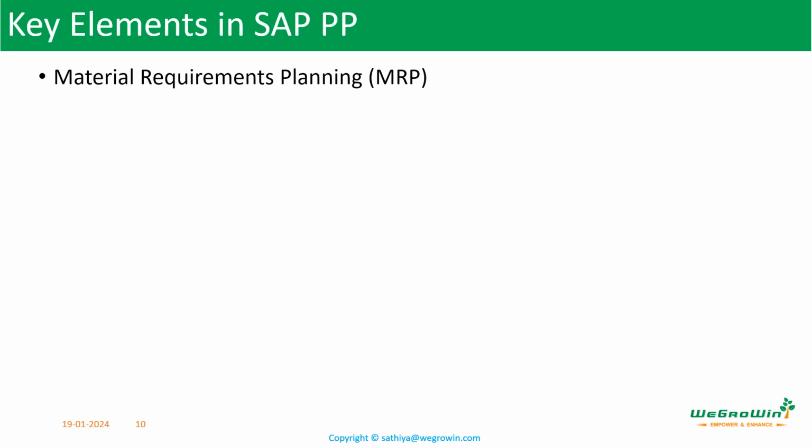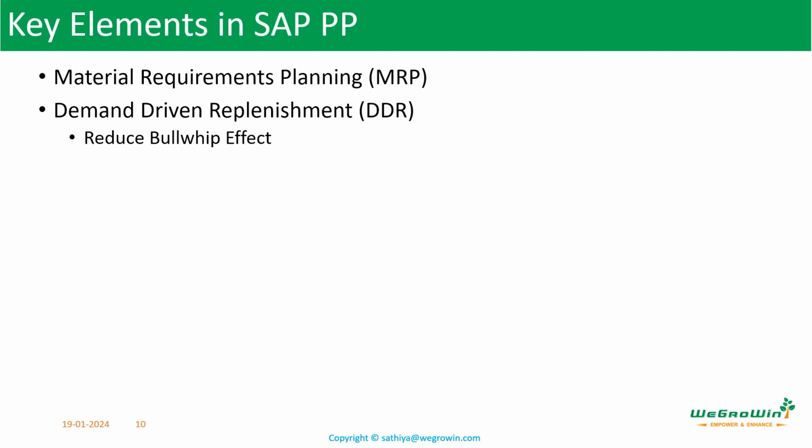Material requirements planning, MRP. MRP facilitates the right material at the right time, in the right quantity based on demand, master data, inventory, and open orders. Demand-driven replenishment, DDR. DDR is the supply planning with adjusting the supplies timely based on real-time demand. This reduces the bullwhip effect, which causes either accumulated inventory or failure in customer service.